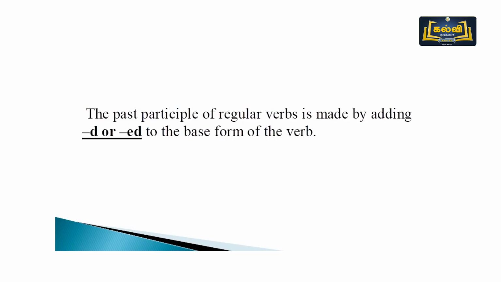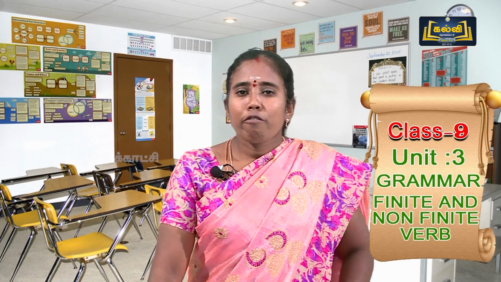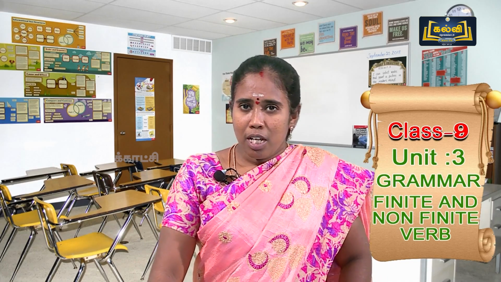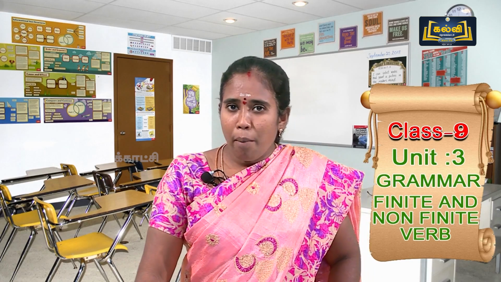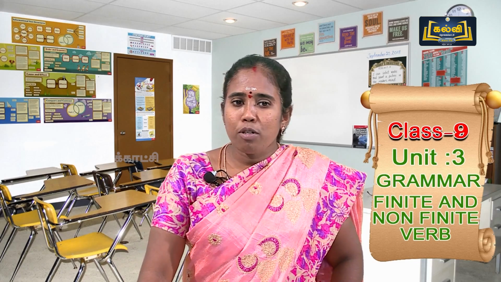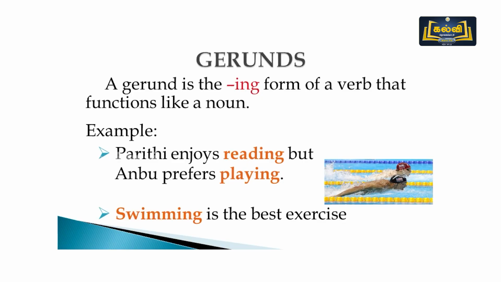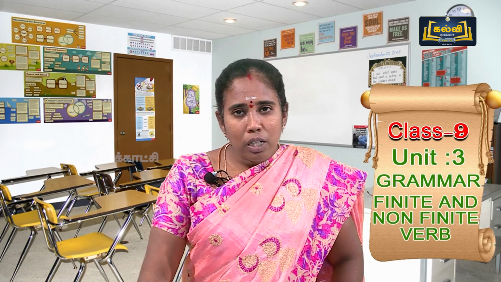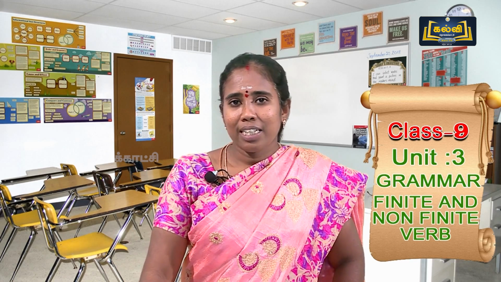The past participle of a regular verb is made by adding d or ed to the base form of the verb. That you might know. For past participle, we will add d or ed. So I think it is clear about past participles. Now we will move on to the next type, gerund. Gerund is also a kind of non-finite verb. A gerund is the ing form of a verb that functions like a noun.